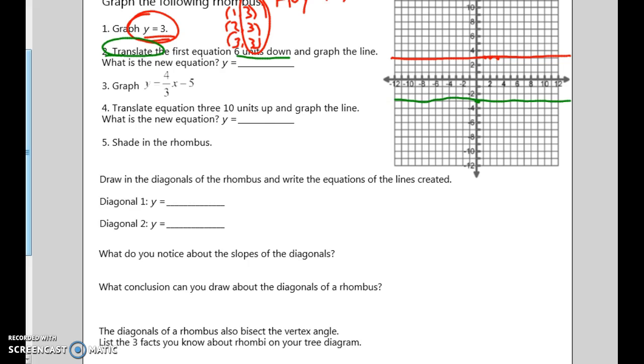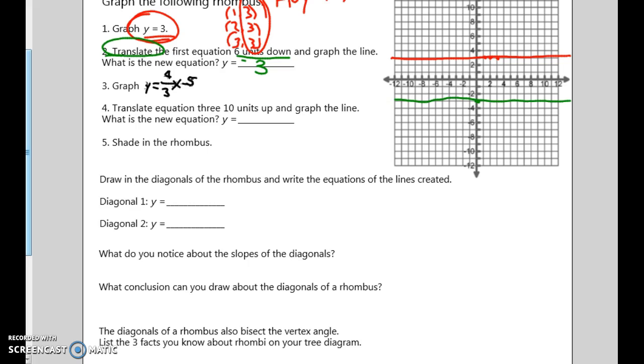Y equals what? Negative 3. Very good. Negative 3. Okay? And then they want me to graph this one. This one on my sheet for some reason is hard to read. It says y is equal to 4/3 x minus 5. Somebody help me out. Where would I start?